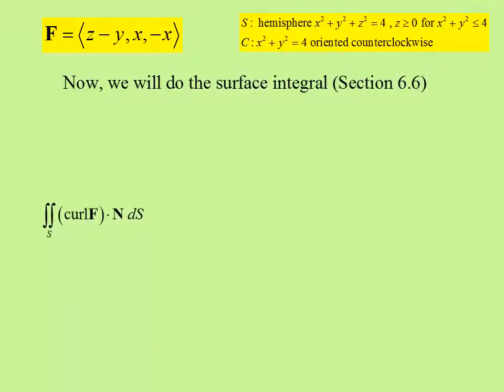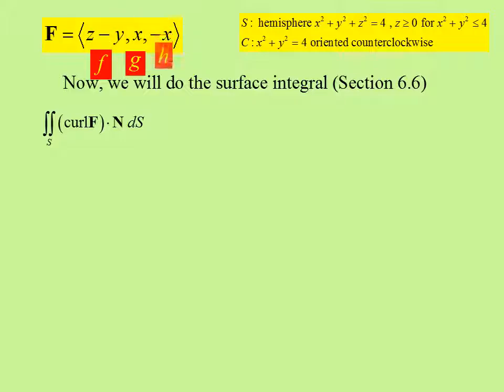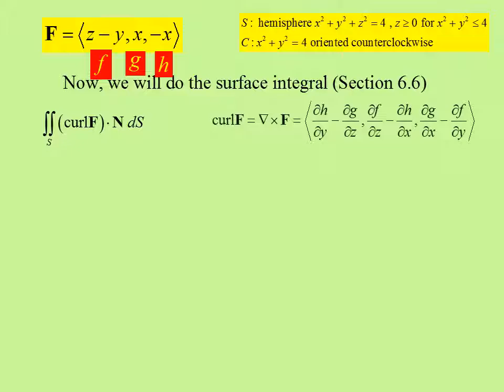Now let's see about the surface integral. So here we're going to call the 3 components of our vector field F, G, and H. The definition of the curl is here: the partial of h with respect to y minus the partial of g with respect to z, and so on. You can read those as well as I can.